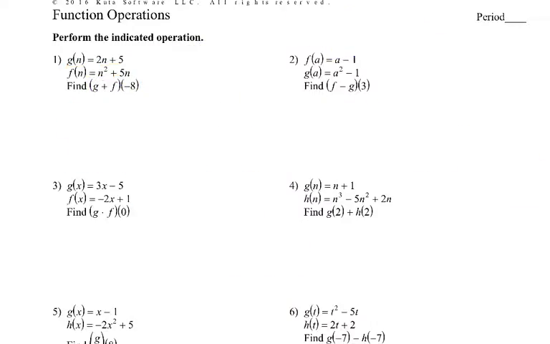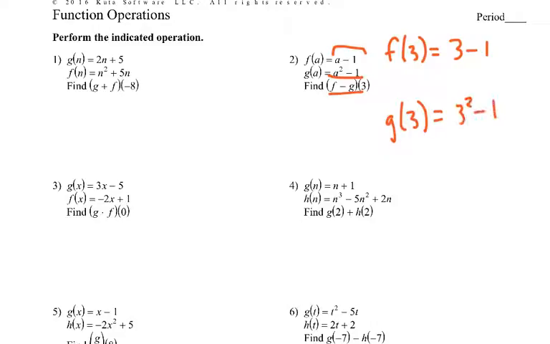Number 2. This one is minus, so I honestly think it's easier to find them separately. So I'd go f of 3, and then I would go g of 3, and then I would subtract them. So a minus 1, so that would be 3 minus 1. A squared minus 1 would be 3 squared minus 1. 3 minus 1 is 2. 3 squared is 9. 9 minus 1 is 8. So the f is first, so I'd go 2 minus the g, which is 8, which gives me -6.